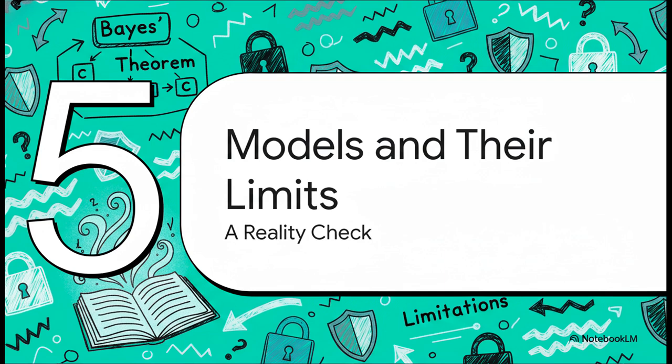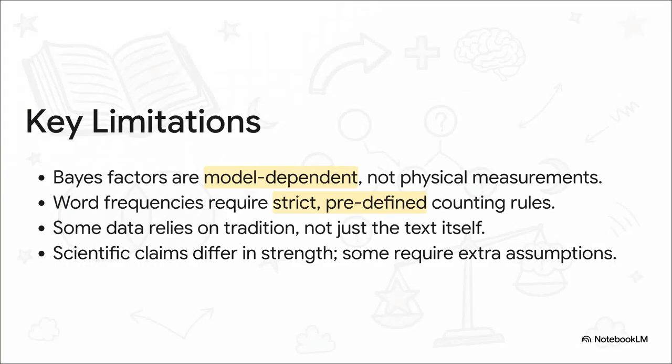This is not being presented as a slam dunk, case closed argument. And it is absolutely critical to get this. These numbers are not proof. The researchers themselves hammer this point home. A Bayes factor is always dependent on the model you build and the assumptions you make. It's not like taking a temperature. As you can see here, the rules for counting words have to be super strict. Some of the data actually comes from tradition and not just the raw text, and some of the scientific claims are stronger than others.